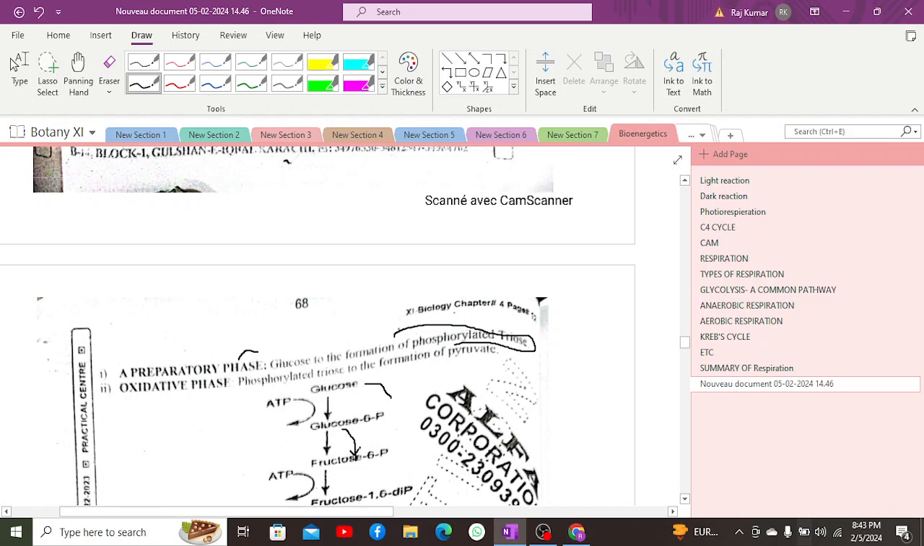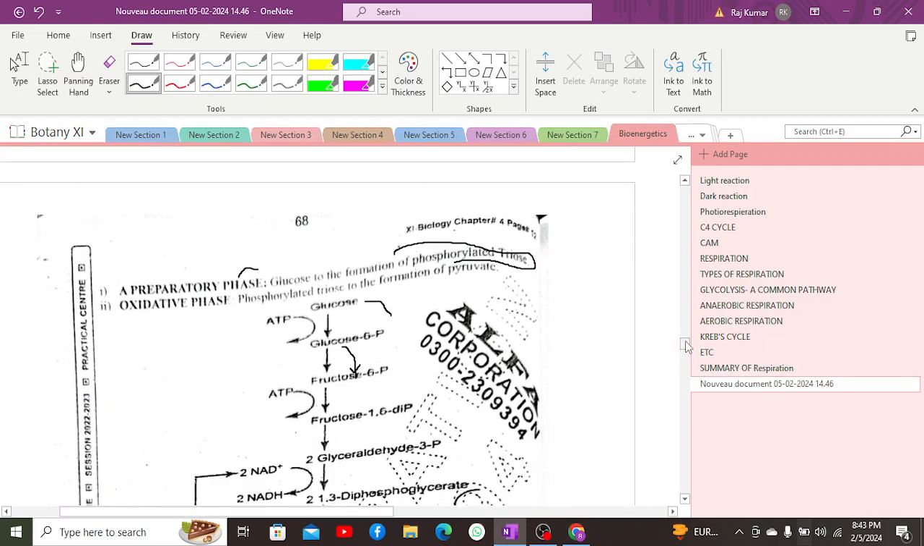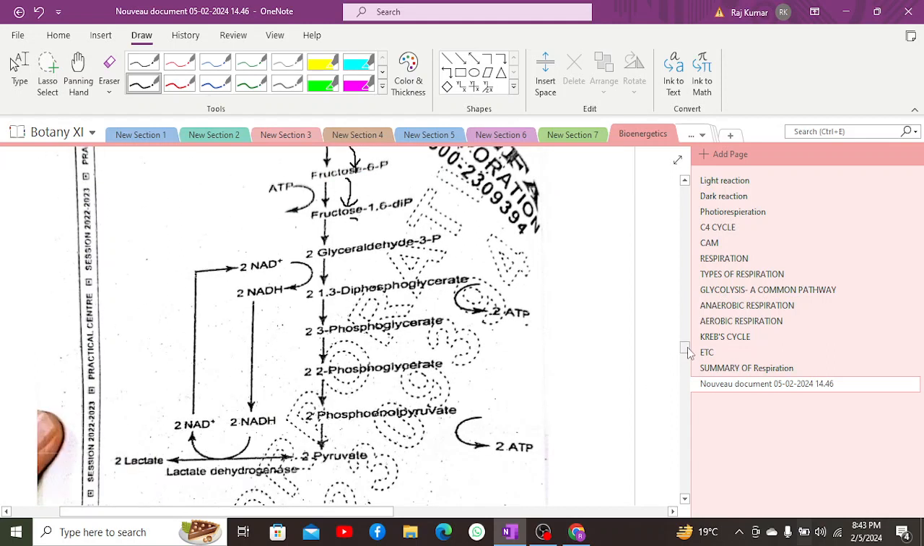Isomerization is basically done by an enzyme known as phosphohexoisomerase, due to which it is converted into fructose 6 phosphate. After that, fructose 6 phosphate is converted into fructose 1,6 bisphosphate, or fructose 1,6 diphosphate, with the help of an enzyme. This process is known as phosphorylation, or fructophosphorylation, which utilizes an enzyme known as phosphofructokinase.